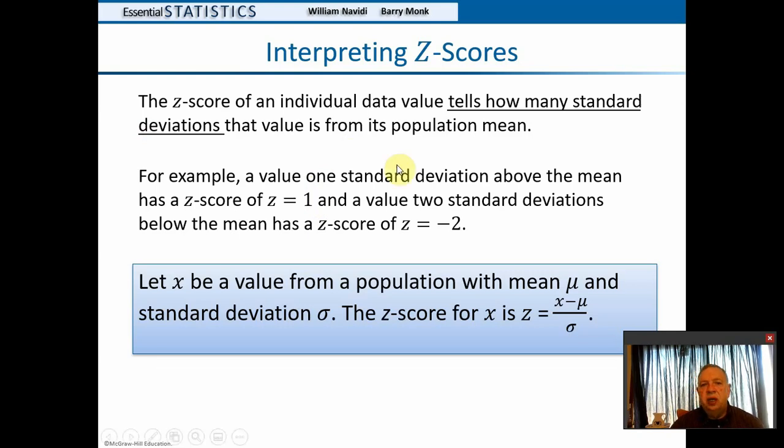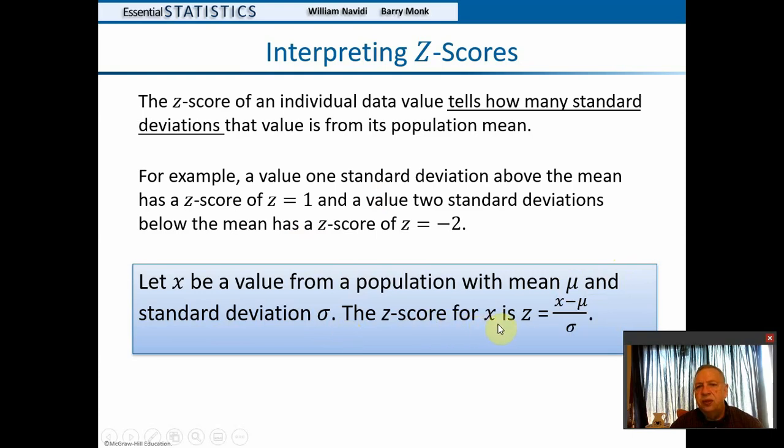If I've got a value of 2 standard deviations below the mean, then I have a z-score of -2. That's 2 standard deviations, whatever the standard deviation is for that data set. Okay, so I can't compare the raw values directly, but I can compare their z-scores, and that's what I want to do with that question. So let x be a value from a population with a mean mu and standard deviation sigma.